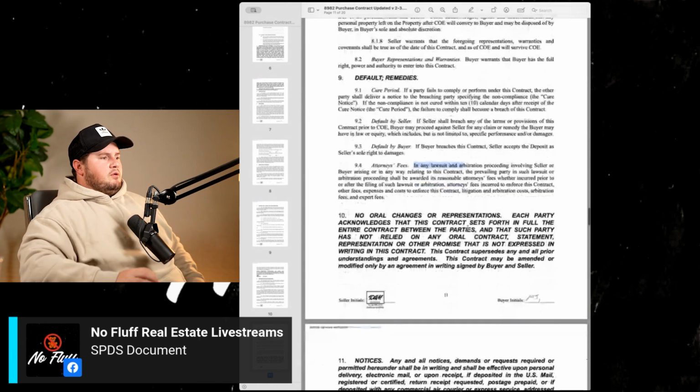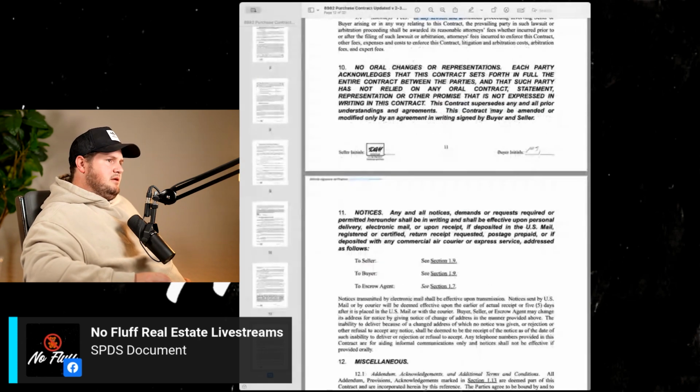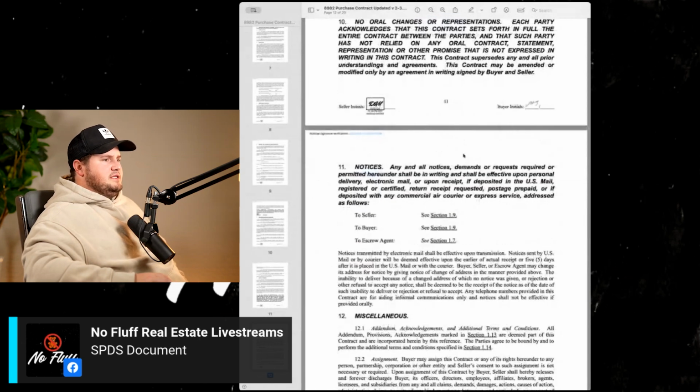Okay. So no oral changes. That's pretty standard, right? Each party acknowledges everything that's in this agreement. Any and all notices, demands, and requests are required to be in writing. Okay. Has to be signed off by everybody.